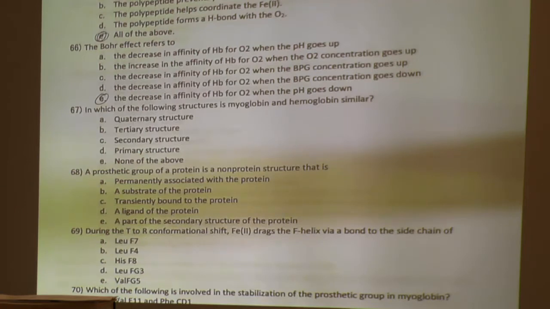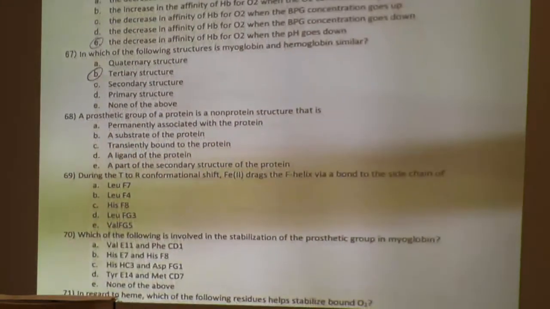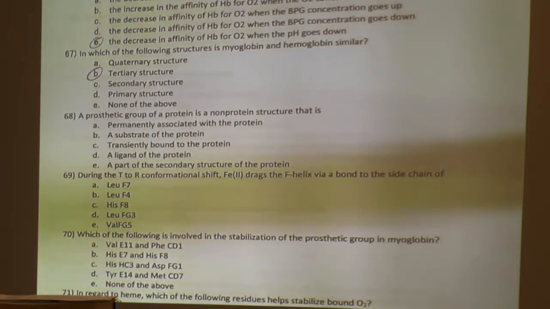Okay. In which of the following structures is myoglobin and hemoglobin similar? Does myoglobin have a quaternary structure? No. Are their secondary structures very similar? No. The structure they're most similar in is their tertiary structure. A prosthetic group of a protein is a non-protein structure that what? A, yep, it's A. Prosthetic group is permanently associated with the protein.